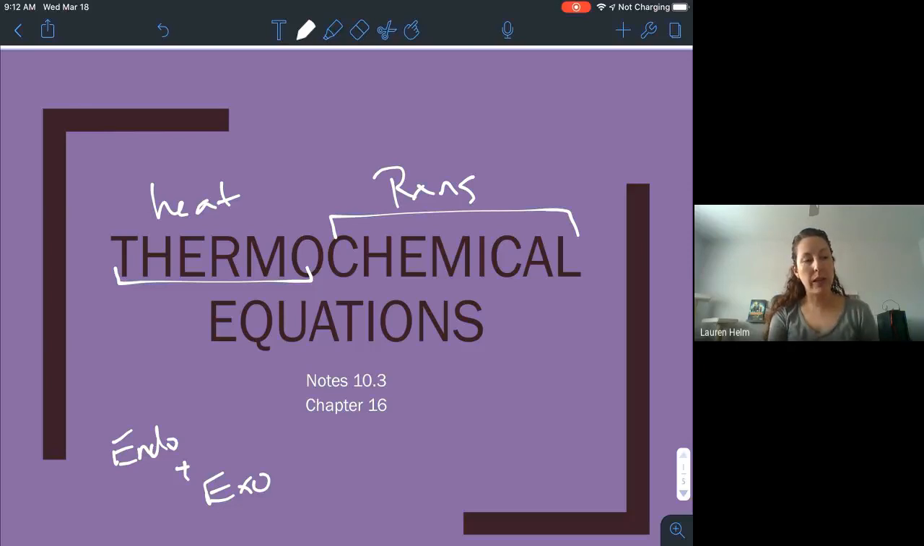In exothermic, heat is a product. So it's going to be written on the right-hand side of the arrow. It's something that, as we go through the reaction, is going to make heat or give off heat energy.